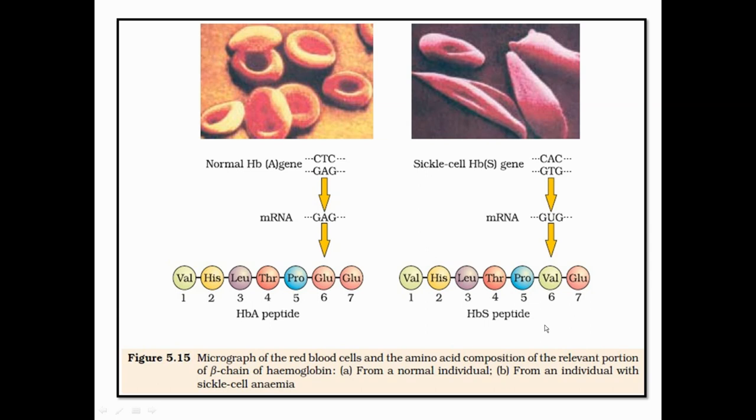So that's how sickle cell anemia is caused by the hemoglobin mutation. That is, the beta globin chain of the hemoglobin is affected at the sixth position because of a point mutation on the DNA.